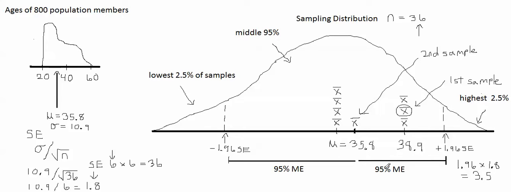So overall, if you want to get the 95% margin of error, you just calculate the standard error, like we did here, and then you multiply 1.96 by the standard error, and that gives you the 95% margin of error. So it's just a two-step process. So the 95% margin of error is 3.5. This distance down to the lower boundary is 3.5. This distance up to the upper boundary is also 3.5.